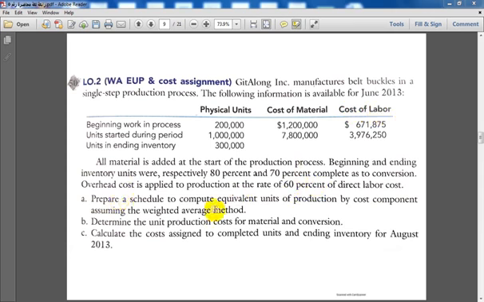Prepare a schedule to compute equivalent units of production by cost component assuming the weighted average method. Determine the unit production cost for material and conversion. Calculate the costs assigned to completed units and ending inventory for August 2013.